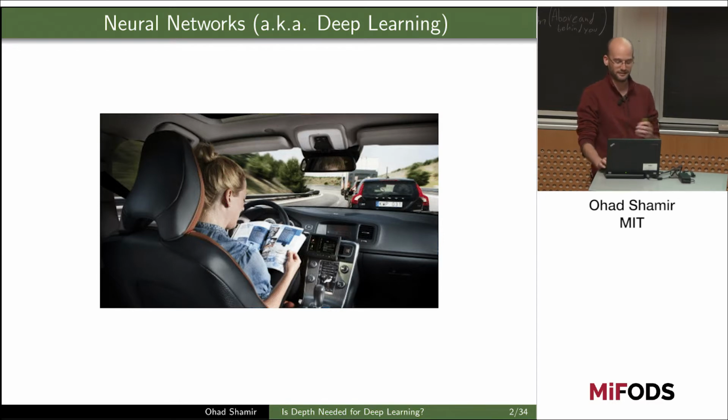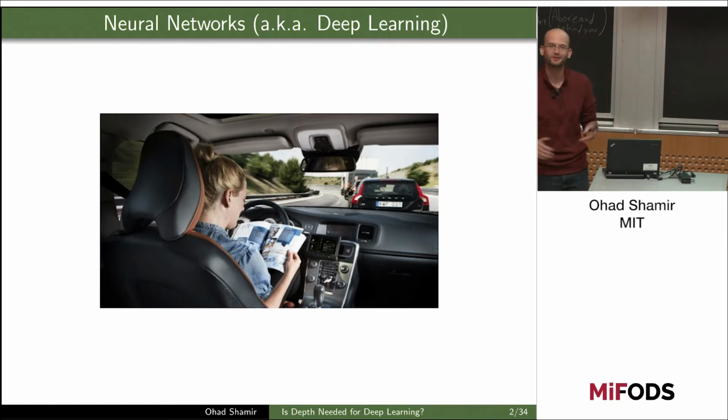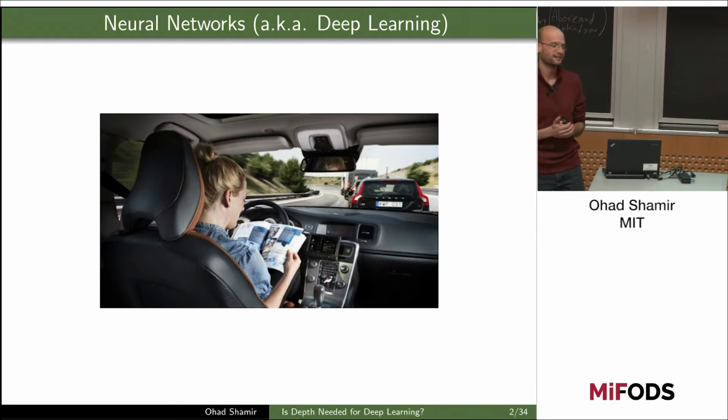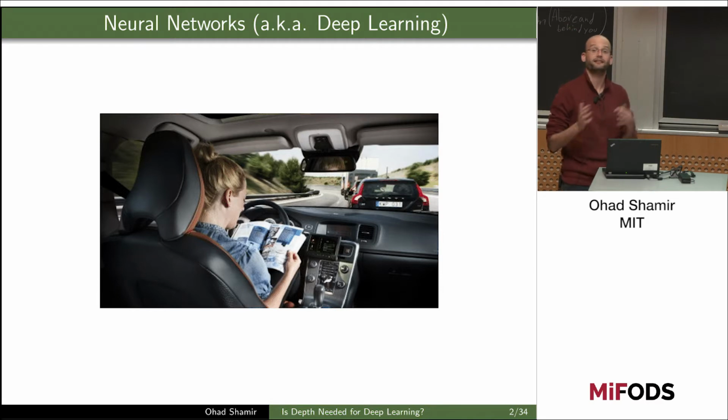There are, scientifically speaking, many things we don't understand about these things. This talk will focus on one aspect, namely what kind of functions neural networks can and cannot express.